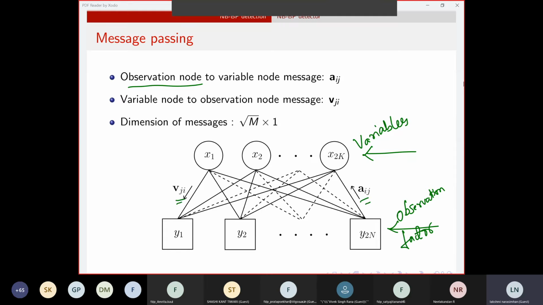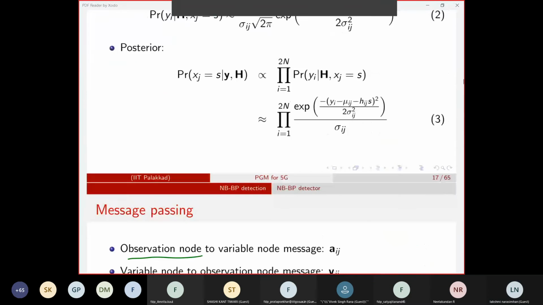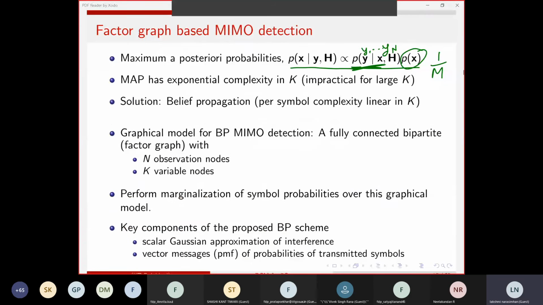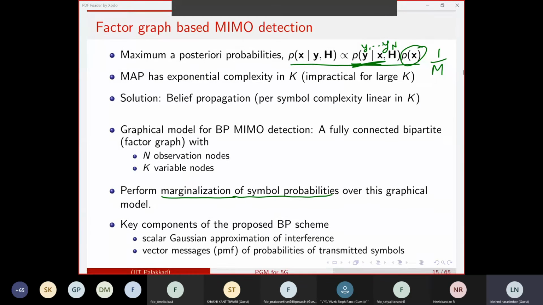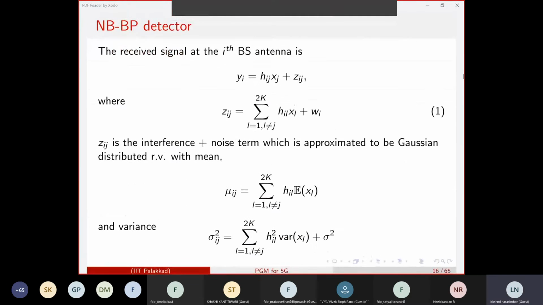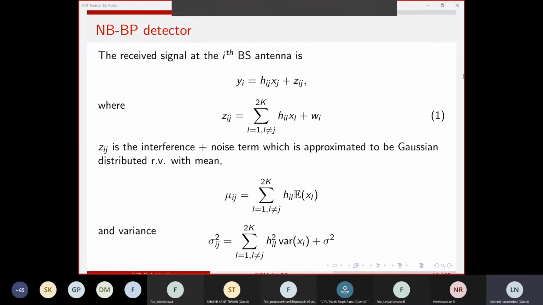Now, what are these messages? If we could compute these messages, then we are done. Then we can find the solution to our problem. We can find out how to perform marginalization of the symbol probabilities. Once we perform marginalization, then we have demodulated. There are some interesting tricks that we can use, especially in massive MIMO systems. Those tricks come from the central limit theorem. First, we are going to use the Gaussian approximation. Let's see how to use it. These tricks will help us reduce the complexity of the messages.